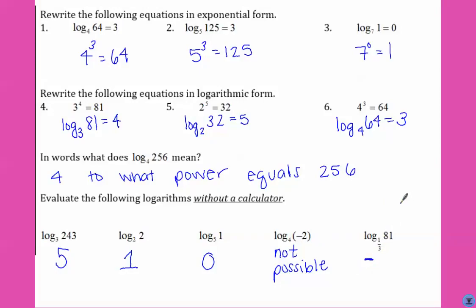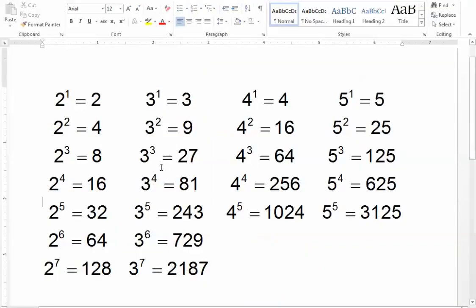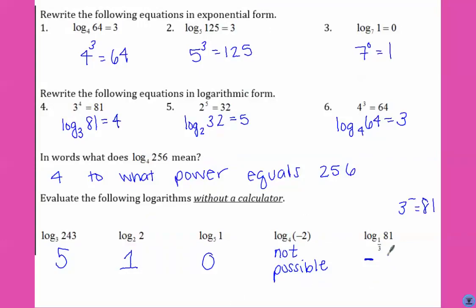So what we're looking at is 3 to what power equals 81, and then we're going to take that exponent and make it negative. And if we look back at our power sheet, 3 to the 4th is 81, so that means 1/3 to the negative 4 would be positive 81. So let's move on to some properties.